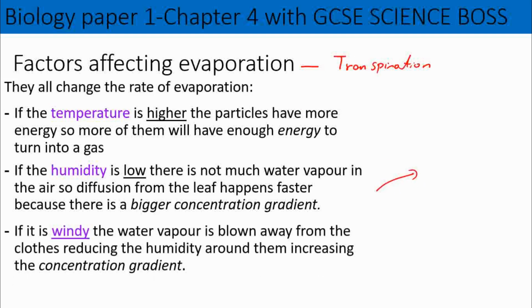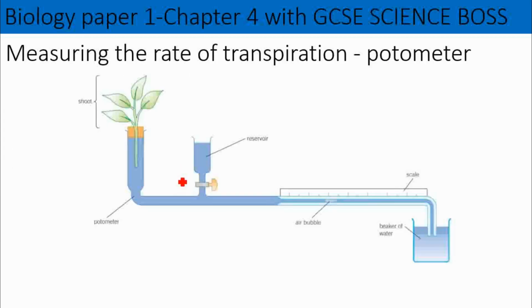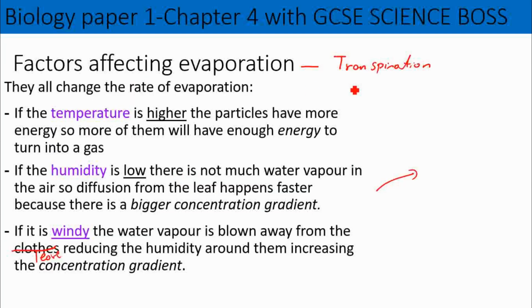And if it's windy, it means that the water vapor around the leaves is going to be blown away. I have closed here, but this should be leaves. It's going to be blown away, and therefore the humidity is going to be low, increasing the concentration gradient, which means that evaporation is going to be quicker. And any of these factors which affect evaporation, in essence, are going to affect transpiration.